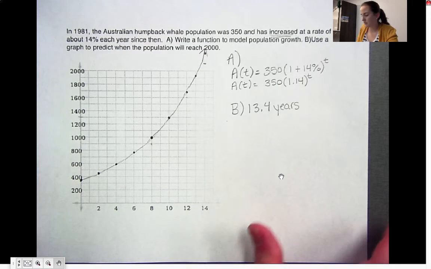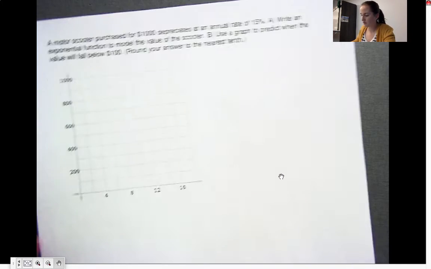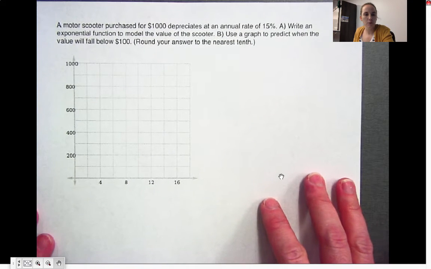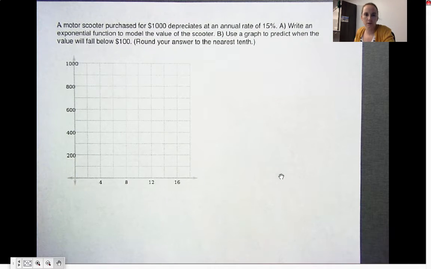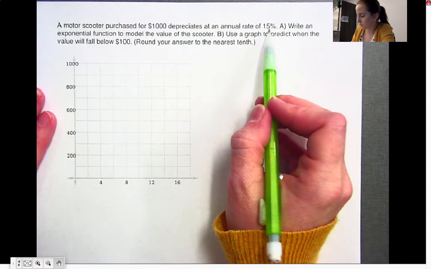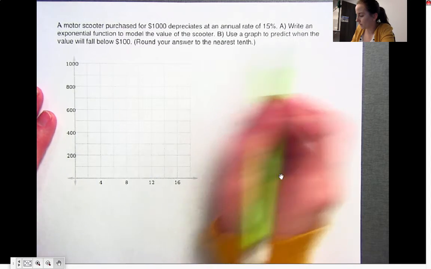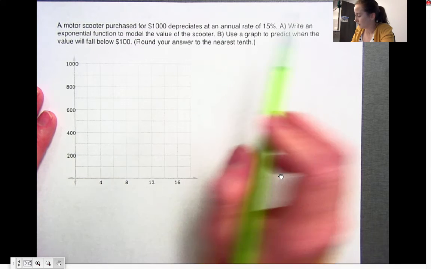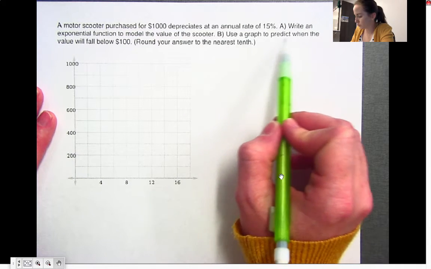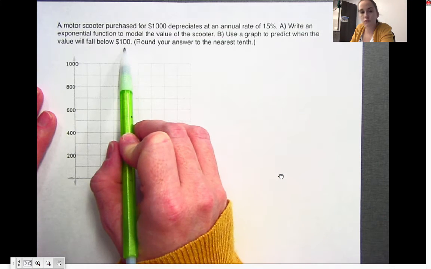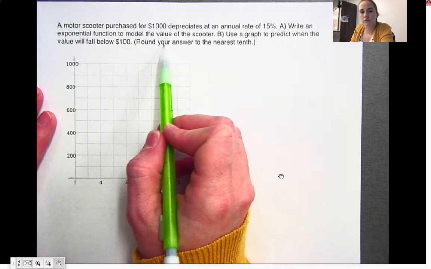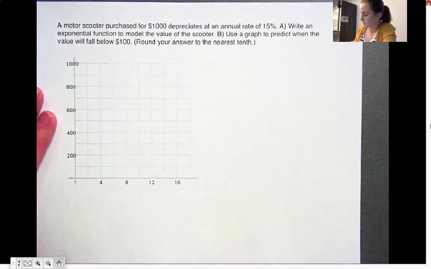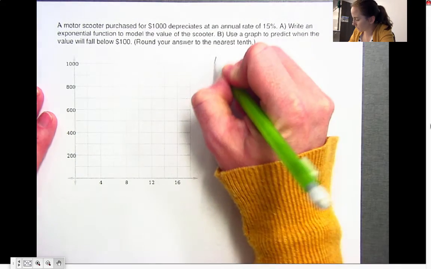So let's try the last one. A motor scooter purchased for $1,000 depreciates at an annual rate of 15%. Write an exponential function to model the value of the scooter. Then part B says, use the graph to predict when the value will fall below $100 and round your answer to the nearest tenth. So let's first start with part A.